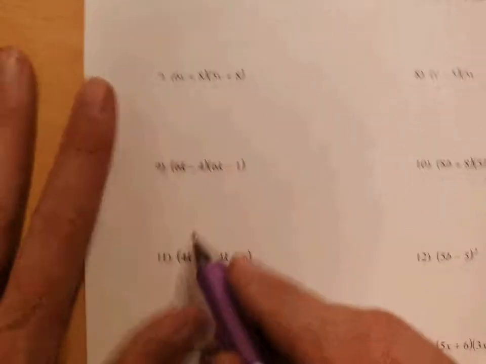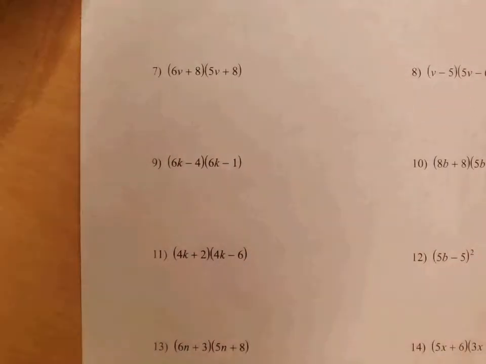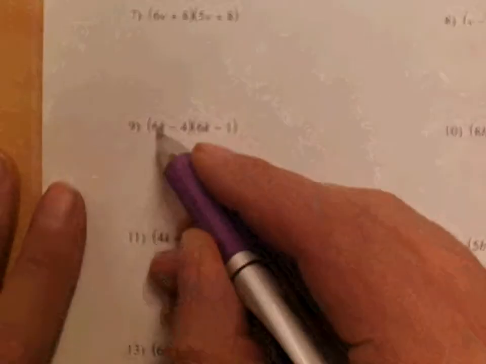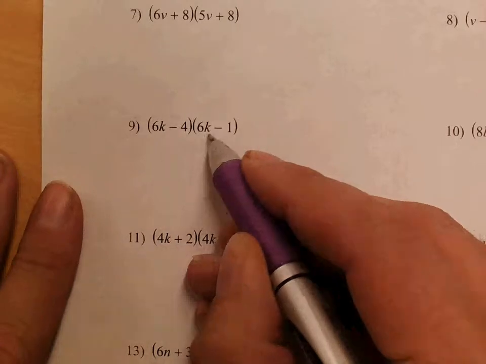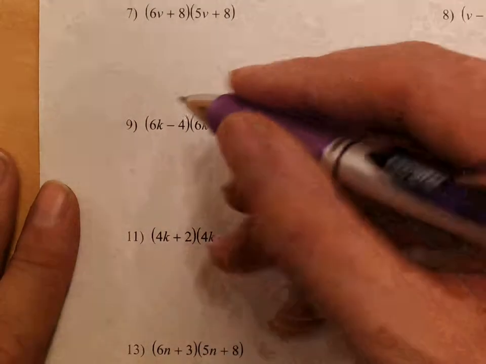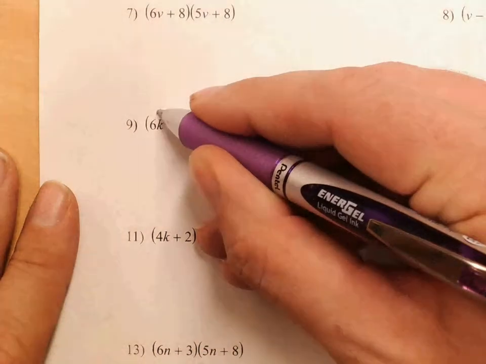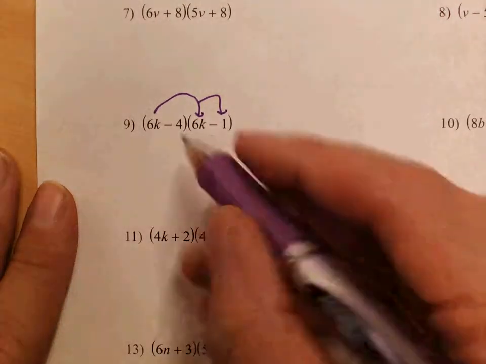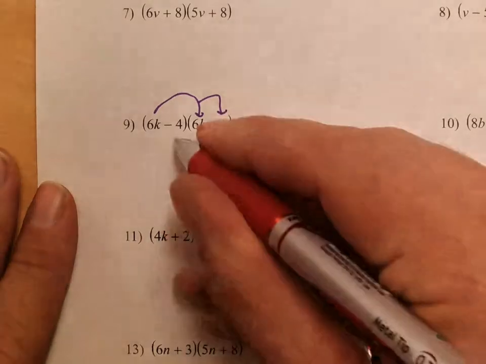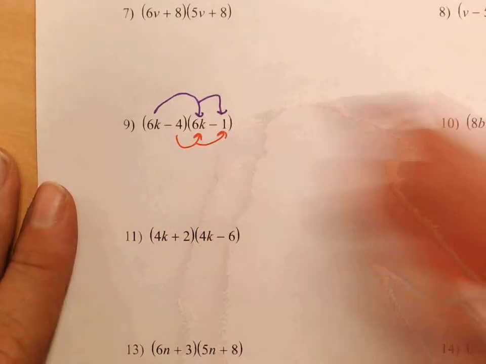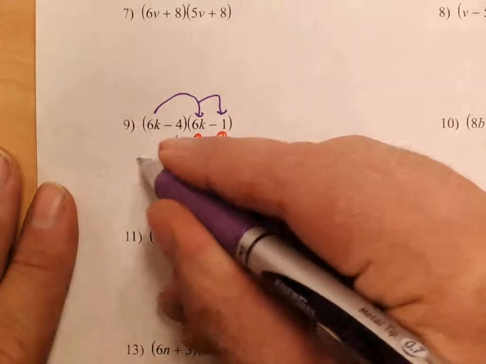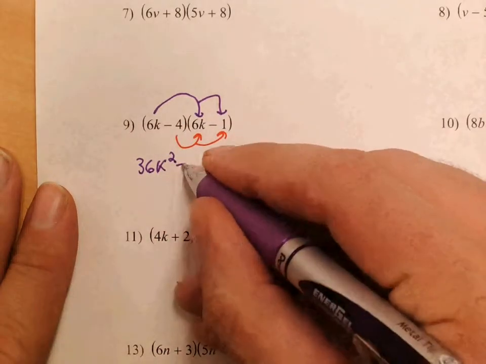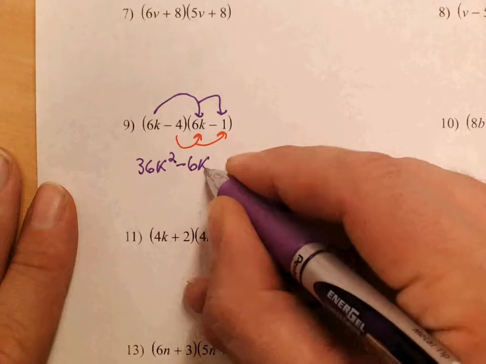Let's do number 9. This time we have a binomial times a binomial. There's two things separated by a subtraction times two things separated by a subtraction. And here, the first term will multiply times both of the terms in the other binomial. And then the second term will also distribute to both terms in the binomial. 6k times 6k is 36k squared. 6k times negative 1 is negative 6k.